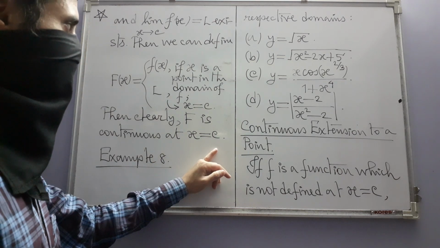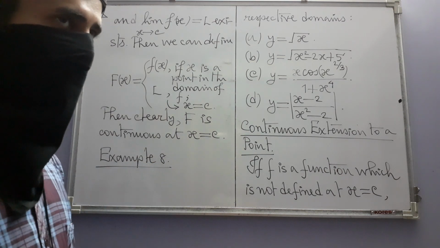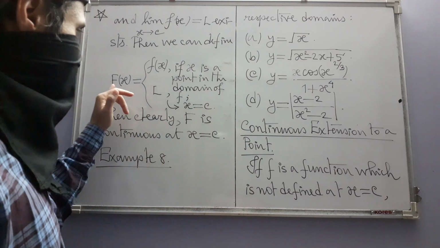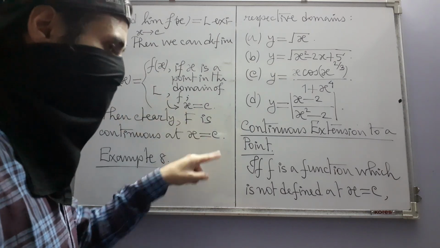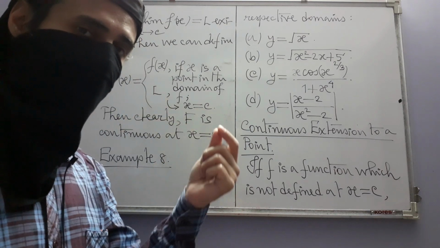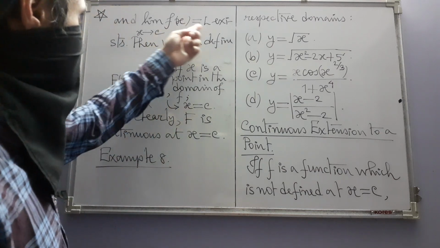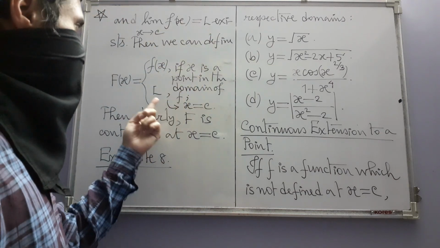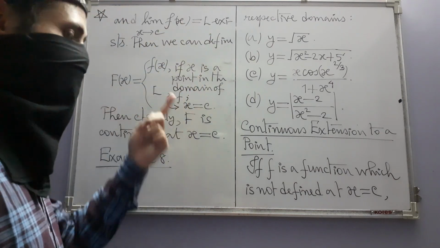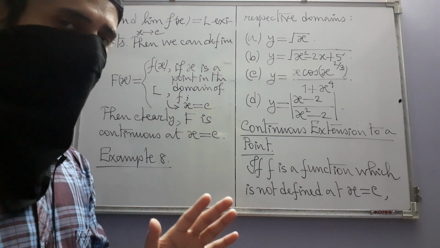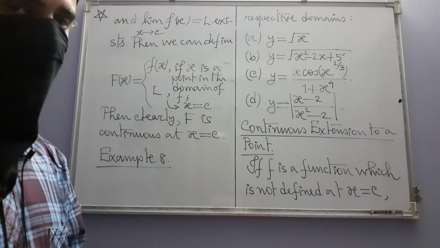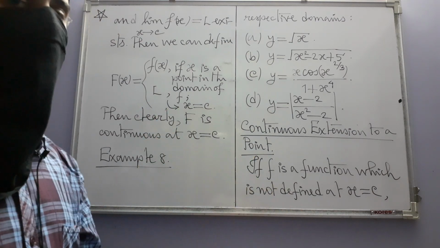Okay. And I hope you realize why it is that F is continuous at x equal to small c. That's because if you try to calculate the limit of capital F at C, then actually you are calculating the limit of small f at C, which is L. But the value of capital F at C is also equal to L. That is why capital F is continuous at C and small f is not continuous at C.